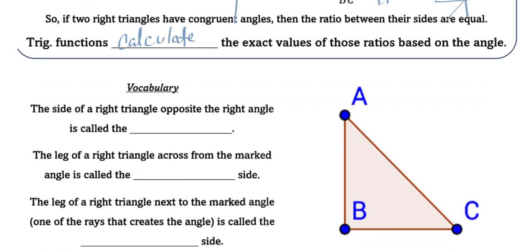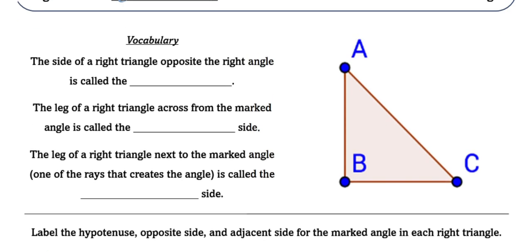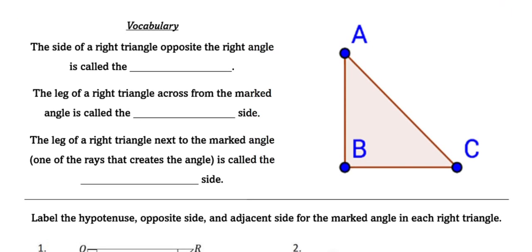So, for right now, we're just going to get into how two sides will relate to a given angle. The side of a right triangle that's opposite the right angle, this is our right angle, opposite that side, that is called the hypotenuse.